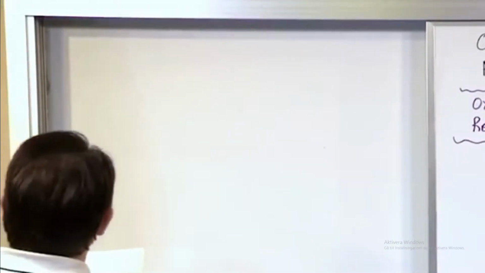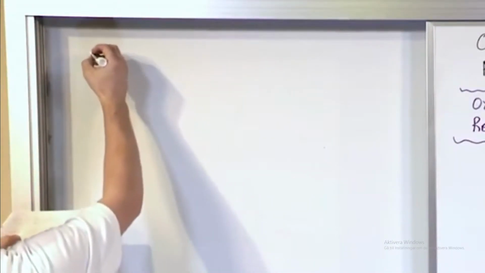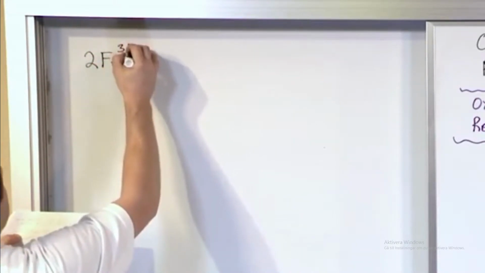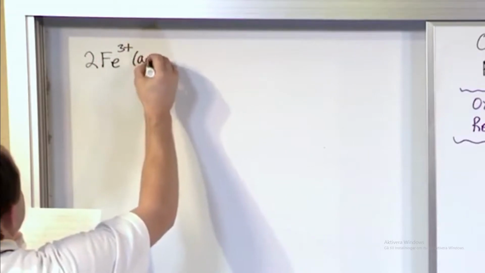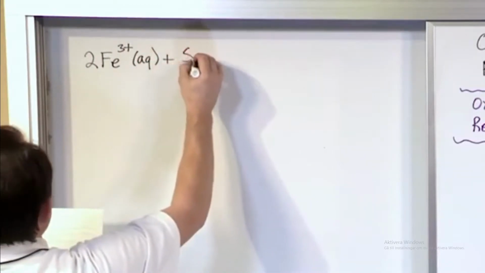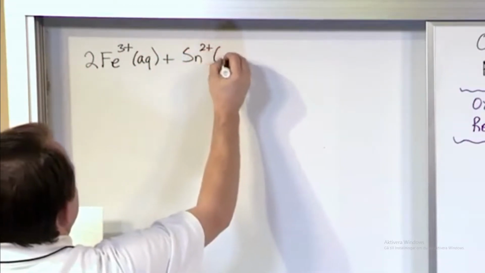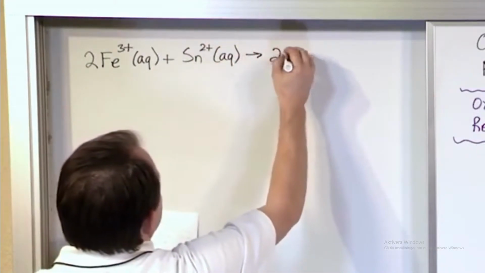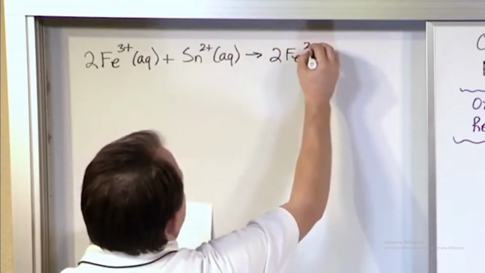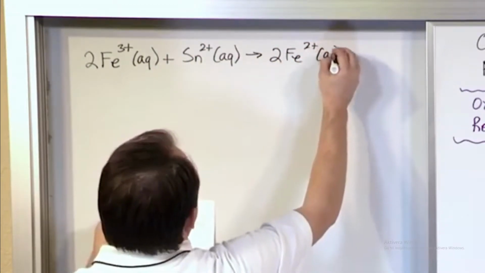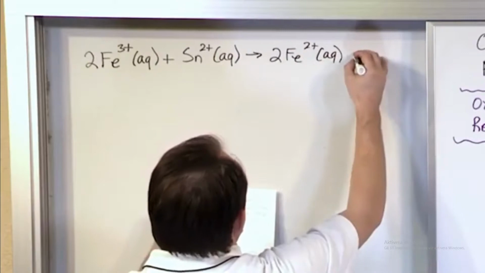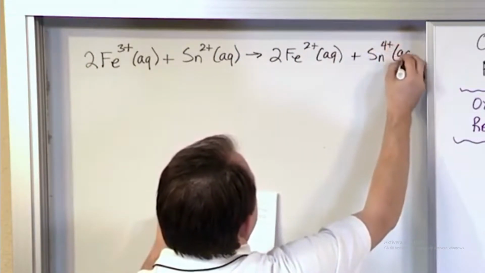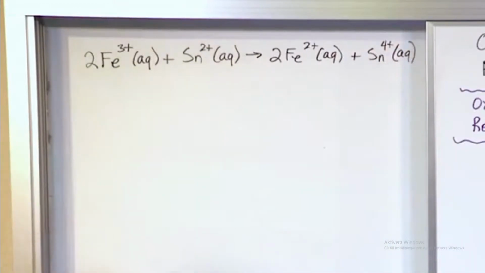Let's write an example down and we'll see if we can figure out what's going on. What if we have 2 iron ions, aqueous solution, plus Sn ions in an aqueous solution, all right? And that yields 2 irons in aqueous solution. These have a charge of plus 2, plus Sn, and these guys have a charge of plus 4. So notice that this is not a half reaction.